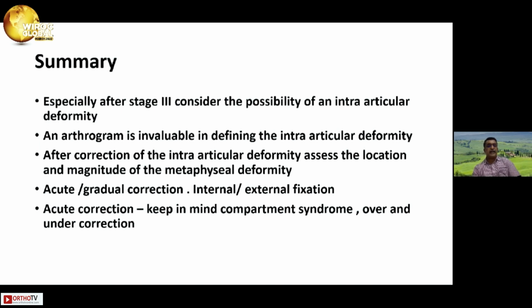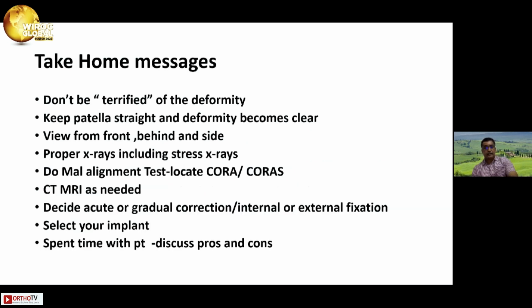So summary, especially after stage 3, consider the possibility of intra-articular deformity. An arthrogram is probably one of the very invaluable investigations to define the intra-articular deformity. After correction of the intra-articular deformity, assess the location and magnitude of the metaphyseal deformity, decide on acute correction, gradual correction, internal fixation, external fixation, and with acute correction, keep in mind the compartment syndrome, over and under correction.